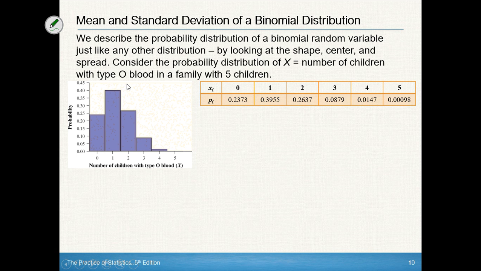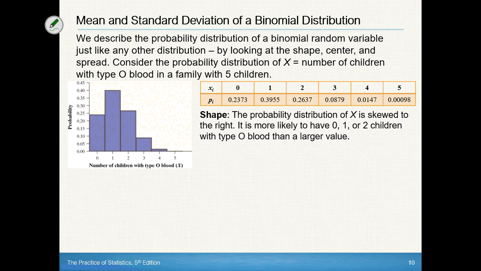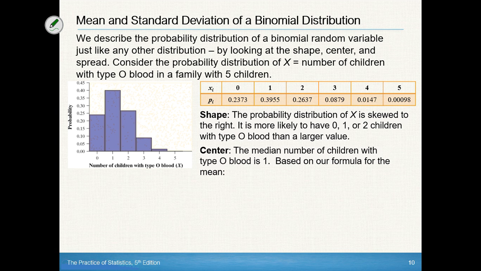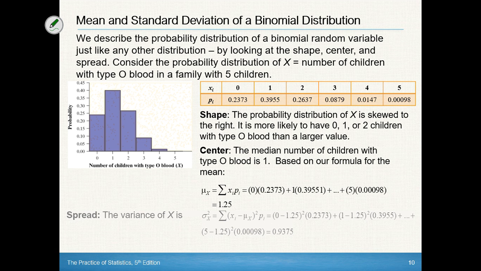So it's a right skewed histogram. Center's down in here. Obviously it goes from 0 to 5, but most of them are 0, 1, or 2. Now to find the mean, we're going to take each of these numbers like we've done before, multiply them together, add them up, and I get 1.25. That's the center for this particular problem.